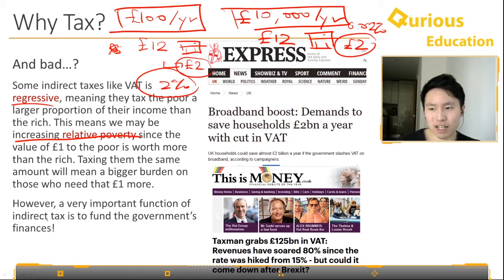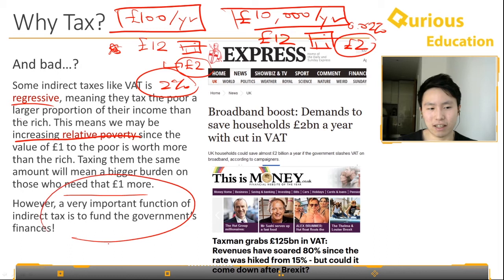Okay, so all of that is a bit bad for indirect taxes that are regressive. So some indirect taxes might not be regressive. However, of course, one function of taxes is to fund the government's finances. Yeah. So we can see the taxman grabs $125 billion on VAT. So it is a major source of income for the government to help provide us public goods and services.